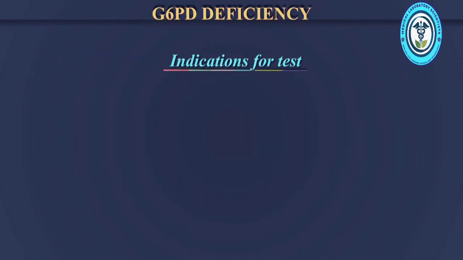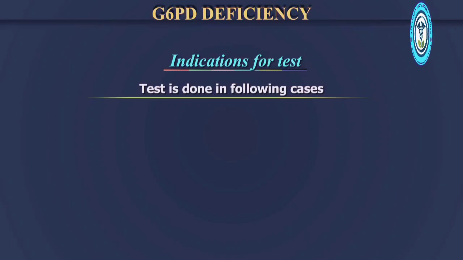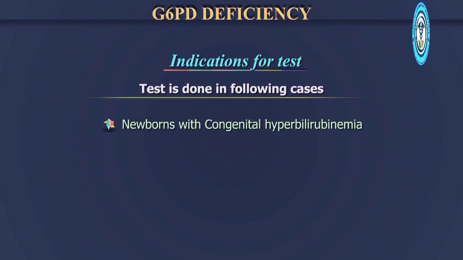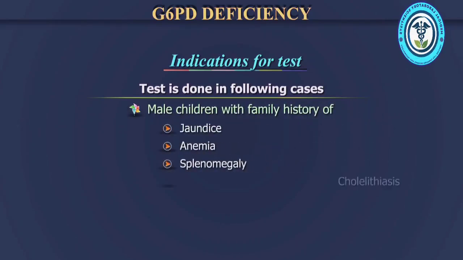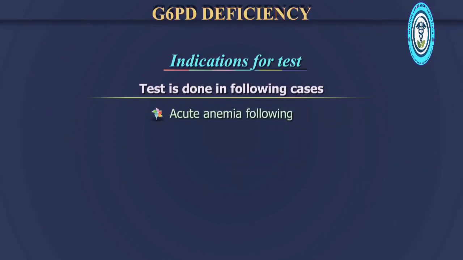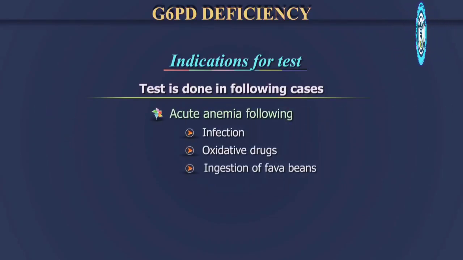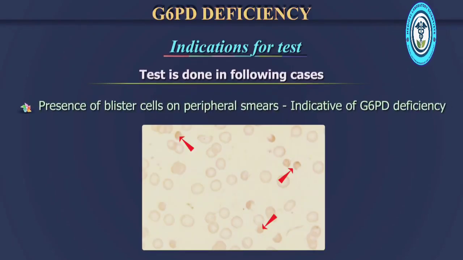Who should be tested? This being a congenital hemolytic anemia, test in the following cases. Newborns with congenital hyperbilirubinemia. Children, especially male children, with a family history of jaundice, anemia, splenomegaly, or cholelithiasis. Adults or children with acute anemia following infection or oxidative drugs or ingestion of fava beans. Presence of blister cells on peripheral smears may be indicative of G6PD deficiency and therefore warrant testing.